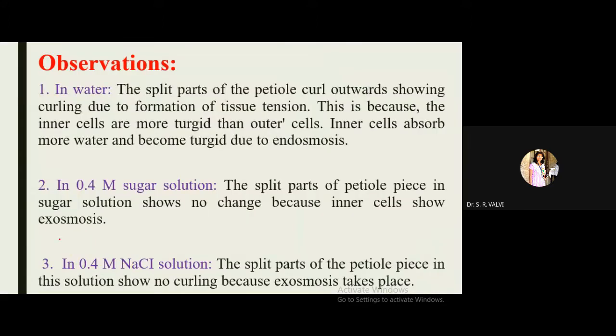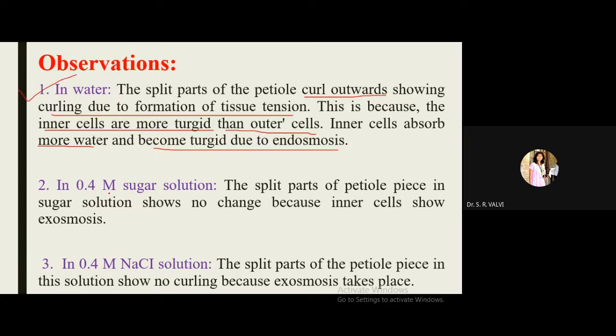So see here, I will explain this. In case of water, right, the split parts of the petiole curl outwards, showing the curling due to formation of tissue tension. I just explained this. This is because the inner cells are more turgid than the outer cells. See, this is the main reason. Inner cells become more turgid than the outer cells, and inner cells absorb more water and become turgid due to endosmosis. So this happens in water, right?